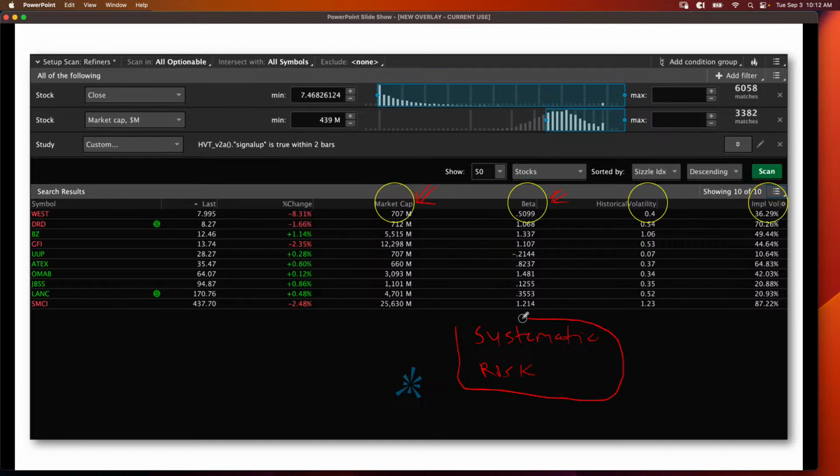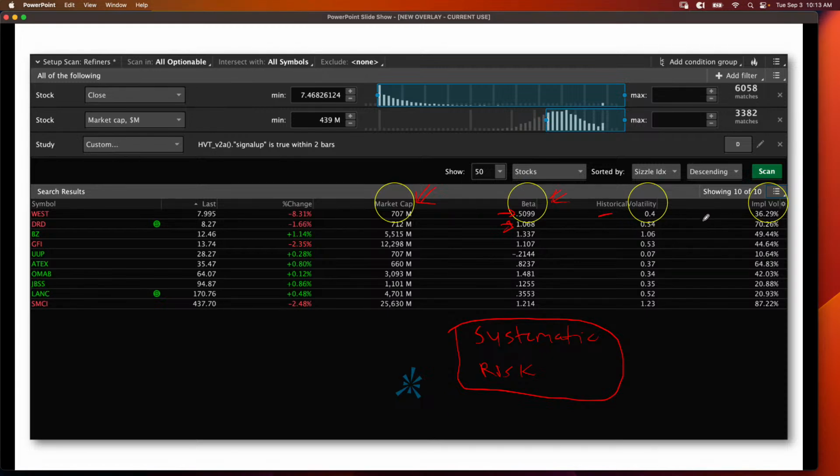Systematic risk is risk to the system. So if the S&P fell 10%, DRD would fall twice as much because of that SPX fall than West, because the beta is 1 and the beta of West is just 50. So the higher beta that you have, the more volatility that you could expect.